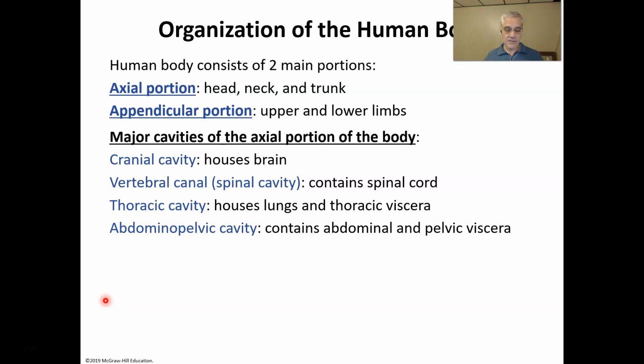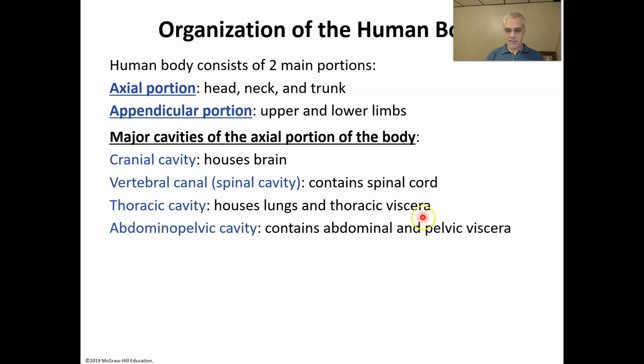Well, your brain connects to the rest of the nervous system and the rest of your body through the spinal cord, and the spinal cord goes through the vertebral canal, or also called the spinal cavity. So the spinal cord goes through the spinal cavity. Makes sense. The thoracic cavity, that's your chest. There's a lot of stuff inside your thoracic cavity. Houses the lungs, of course, and thoracic viscera.